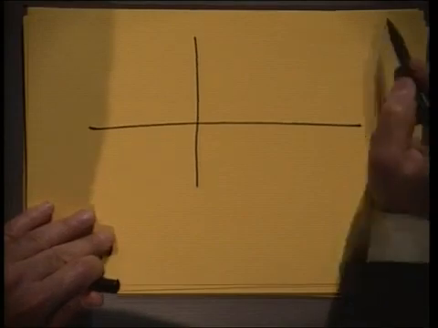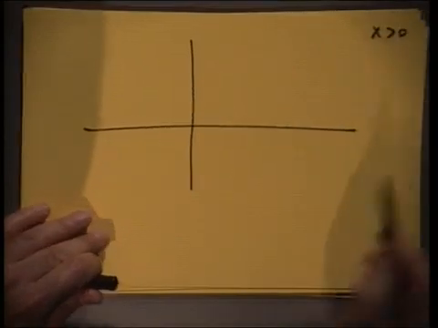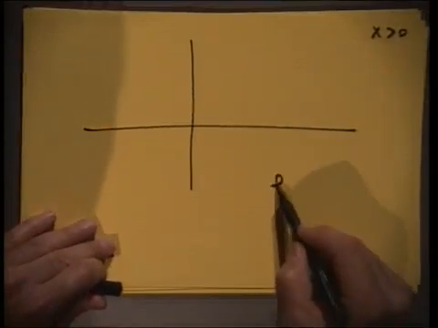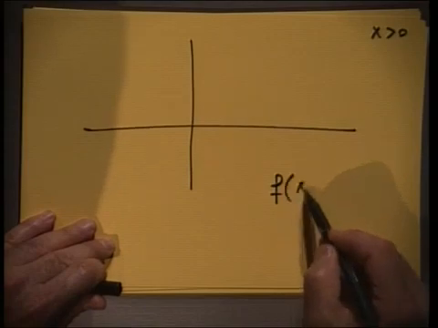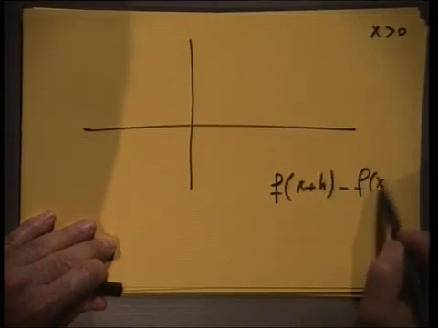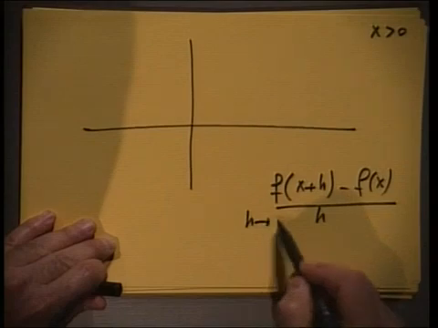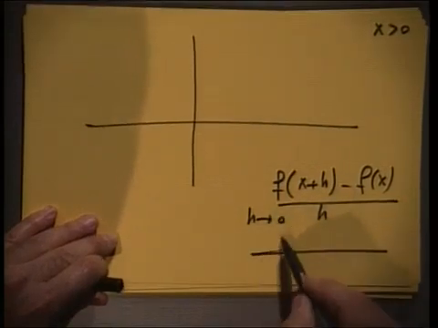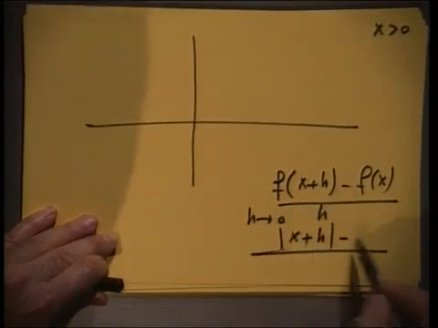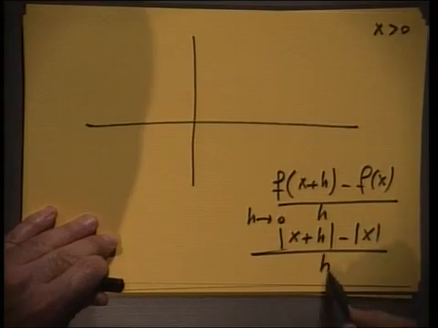For example, at any other point, which is x, for example, greater than 0, all you have to do is take the limit of f of x plus h minus f of x divided by h, and take the limit when h tends to 0. In other words, in our case, mod x plus h minus mod x over h. Of course, if x is 0, then you end up with the previous graph with respect to h.